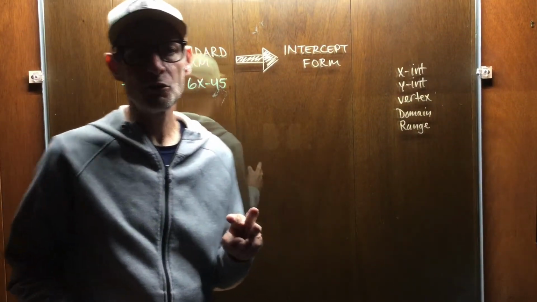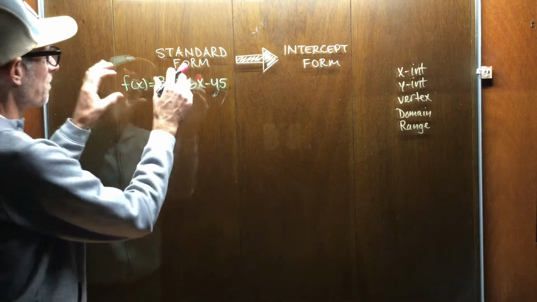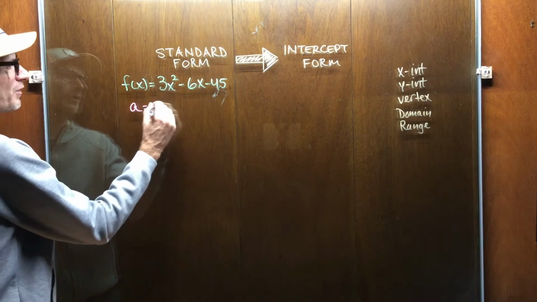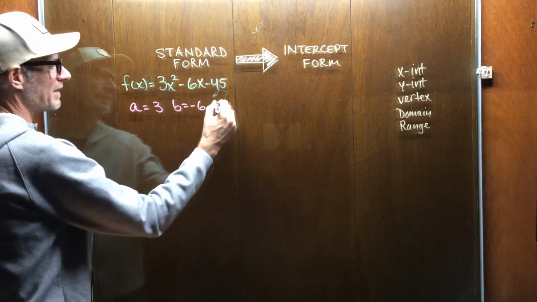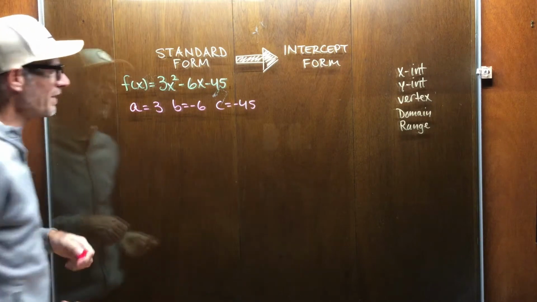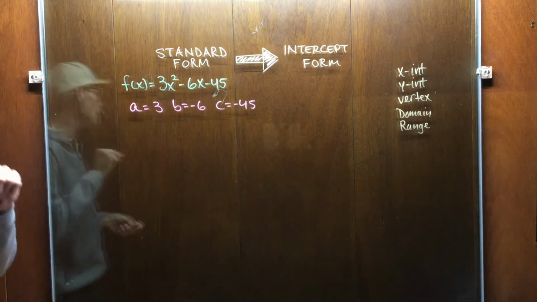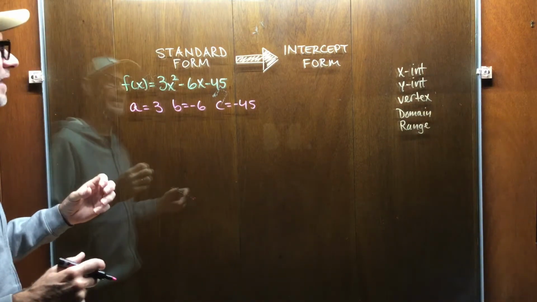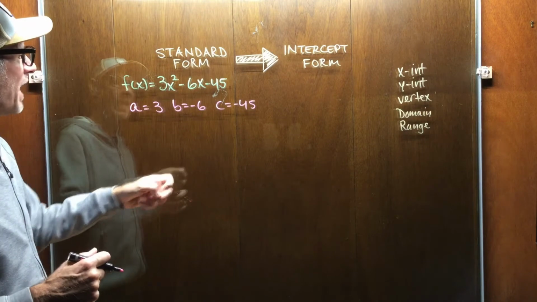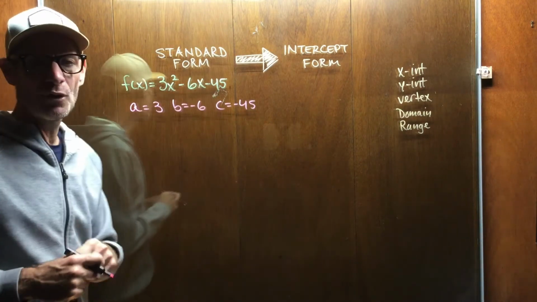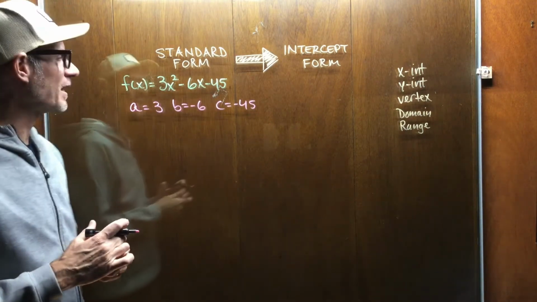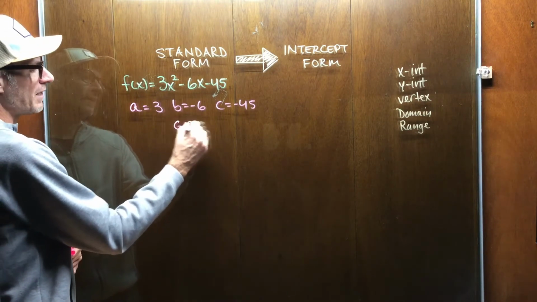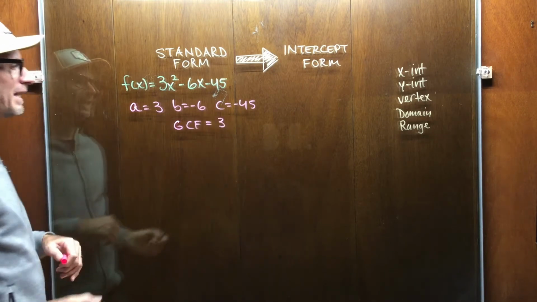Now, after practicing those three problems, when you look at this problem in standard form, you probably recognize right away that our a value is 3, our b value is negative 6, and our c value is negative 45. Now, because our a value is 3, we need to double check and see if there's a greatest common factor. What is the biggest number that can go into 3 and negative 6 and negative 45 evenly? Well, the biggest number that can go into 3, negative 6, and negative 45 is 3. So the greatest common factor on this problem is 3.